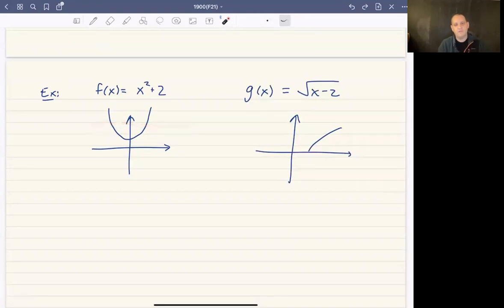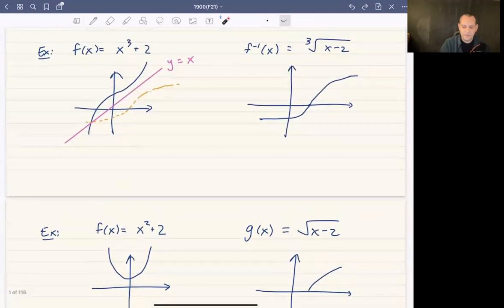Because then when you flip the function, when you reflect it about the line y equals x, the resulting picture that you get would be the graph of a function, because it would pass the vertical line test. Okay, so in a nutshell, that's the horizontal line test. It turns out that a function has an inverse if and only if it passes the horizontal line test.